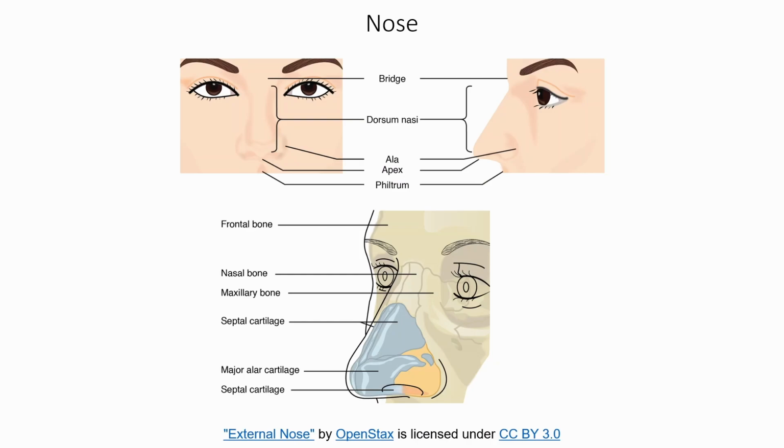If we look underneath the skin, we have different cartilages to help form most of the nose. We do have the nasal bones and the maxillary bones to help form a part of this nose, but most of it is going to come from cartilage, in which we have septal cartilage and major alar cartilage.